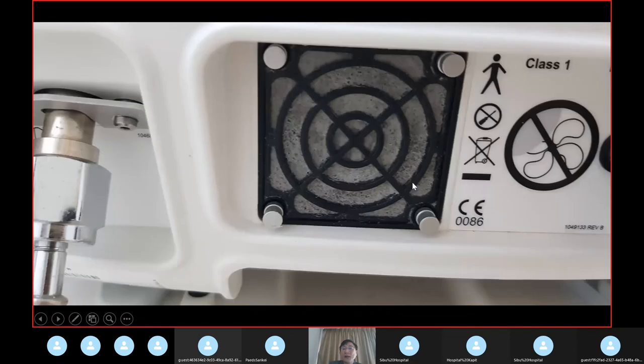Okay. This is a very important thing that sometimes you need to look into, right? So this is a filter and there's a fan at the back, right? This fan at the back sometimes can be very, very dirty, especially when you use it for a long time.